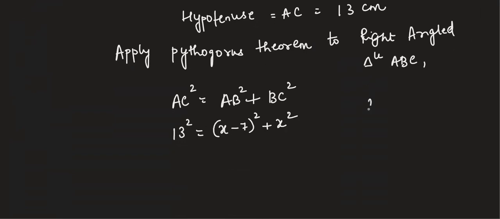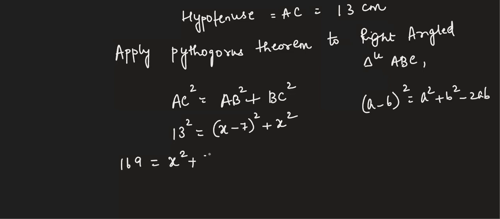So this is in the form of a minus b the whole square. What is a minus b the whole square? a square plus b square minus 2ab. So here a will be x and b will be 7. 13 square will be 169. So 169 is equal to a square, x square, plus 7 square, b square, minus, sorry, not plus, minus 2 into x into 7, plus x square.